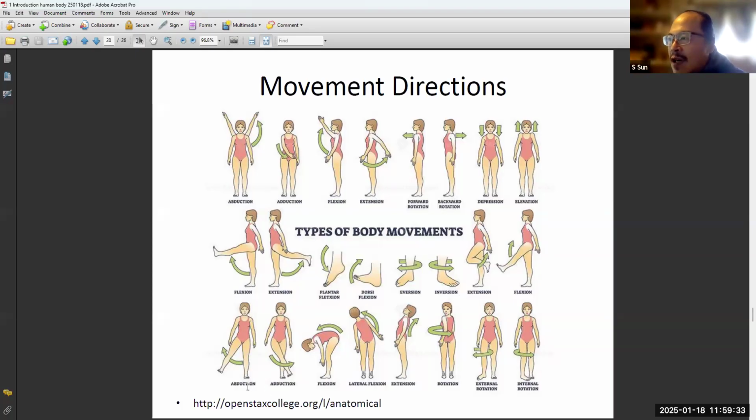And again, here we have abduction, adduction, moving to the middle or away from the middle, flexion, lateral flexion, reduce the angle in one direction or the other. Extension is to extend the angle, and then rotation: external rotation, rotate outward, internal rotation, rotate inward. So that's the movement direction. You will see more about this when you move into exercise-related fields or physical therapy. They use these terms quite often.